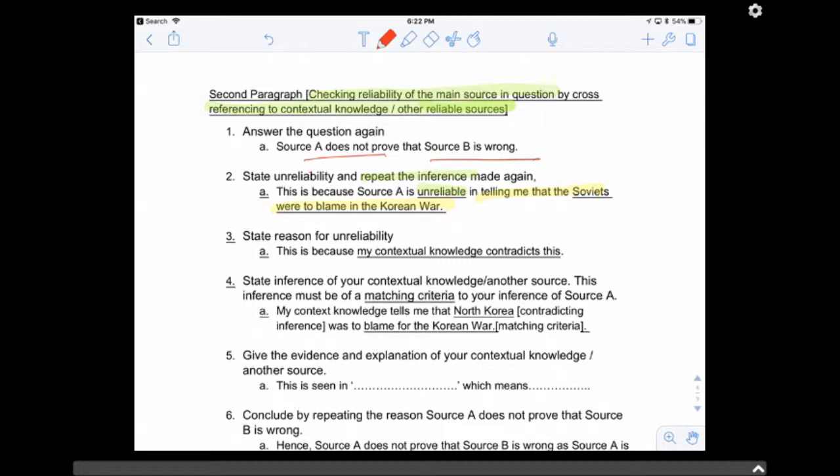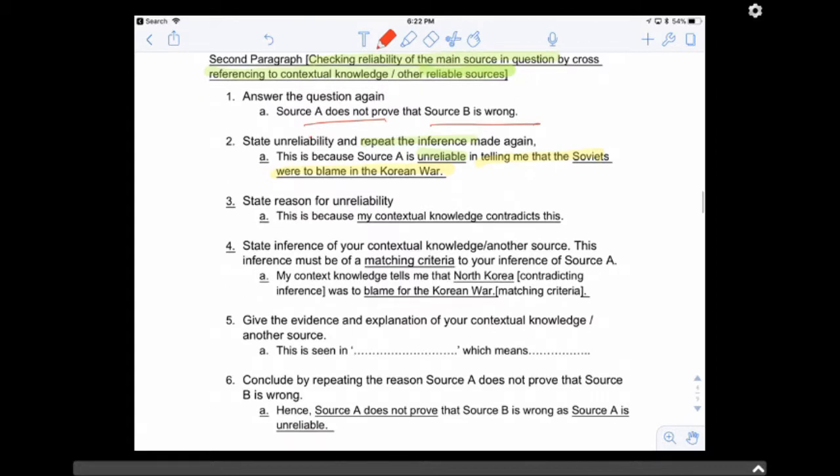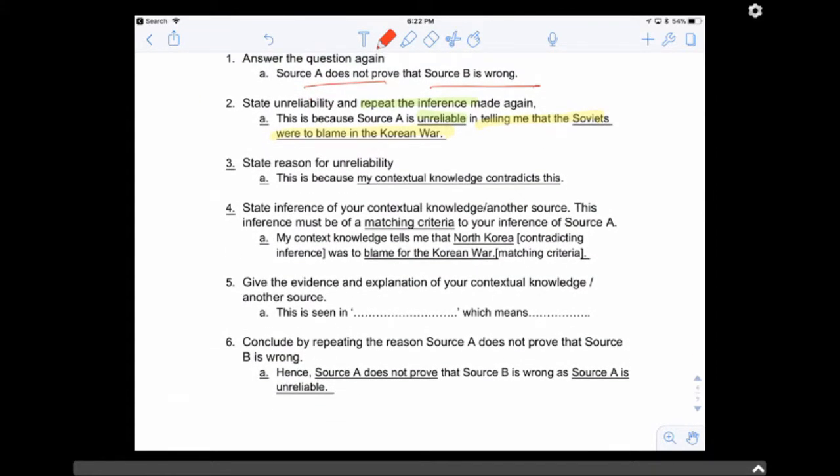In telling me that the Soviets were to blame for the Korean War. Alright, then finally you go with the reason. Why is this so? Because it is contradicted by my contextual knowledge, which contradicts source A.